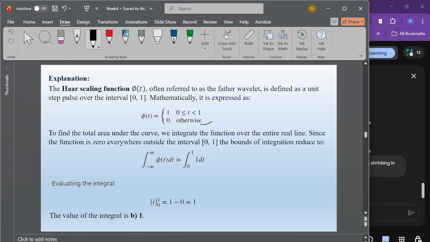Now to find the total area under the curve, we integrate the function over the entire real line. Since the function is 0 everywhere outside the interval 0 to 1, the integration bounds reduce: the integral from minus infinity to infinity of phi of t dt becomes the integral from 0 to 1, and the value between 0 and 1 is 1, so 1 dt. If we evaluate the integral, you will get t from 0 to 1, so 1 minus 0, which is equal to 1. So the value of the integral is 1 only.